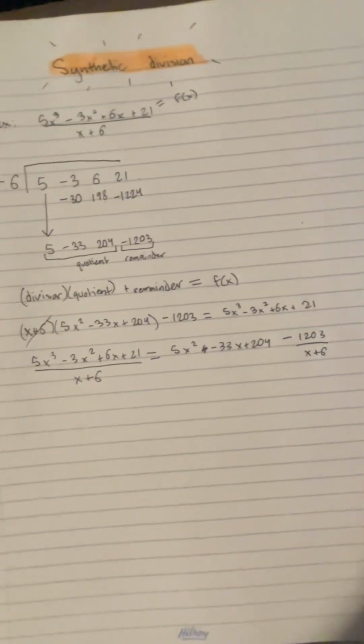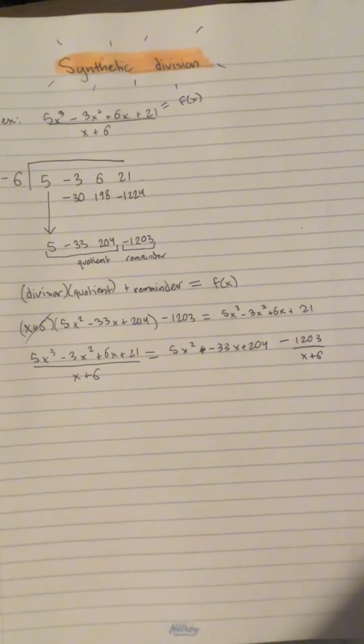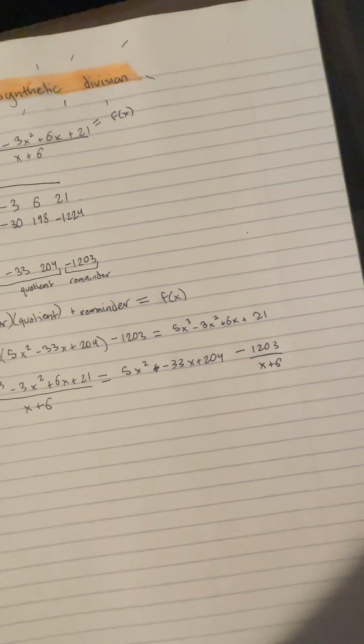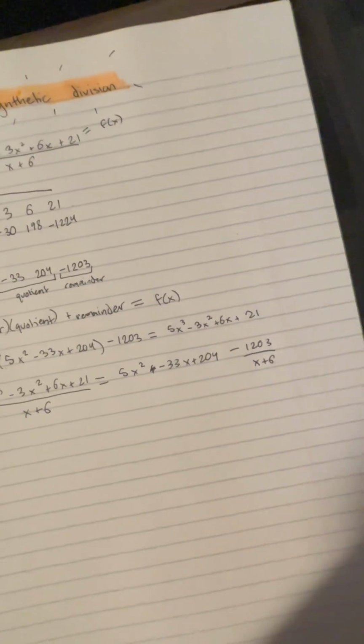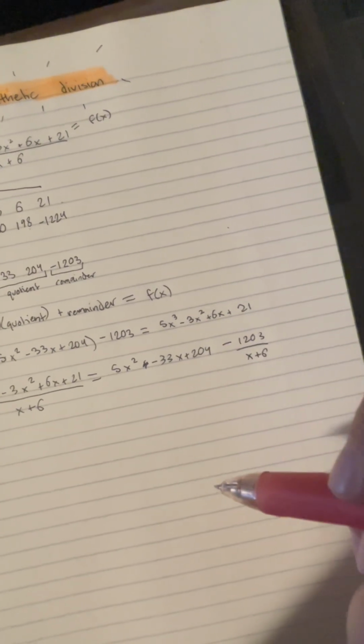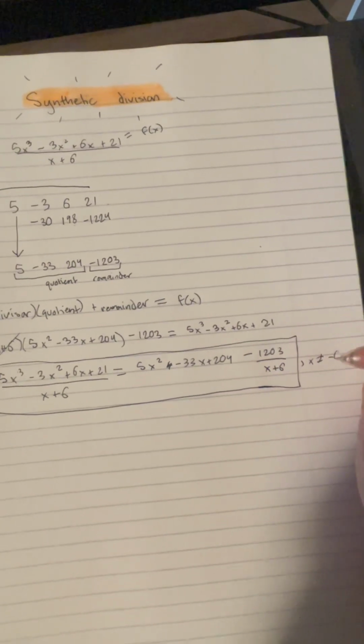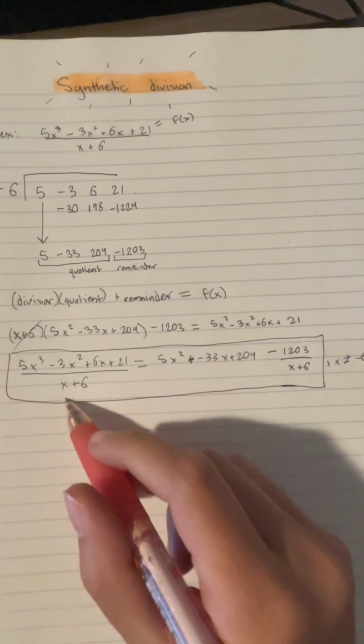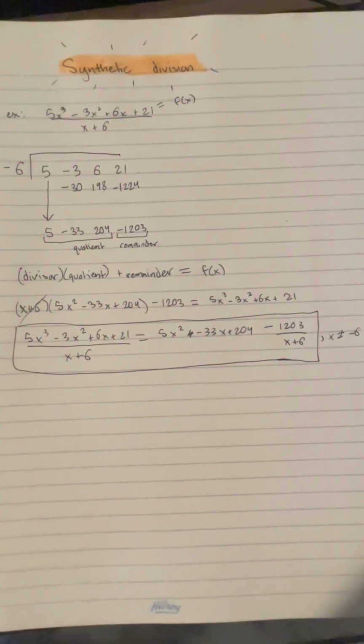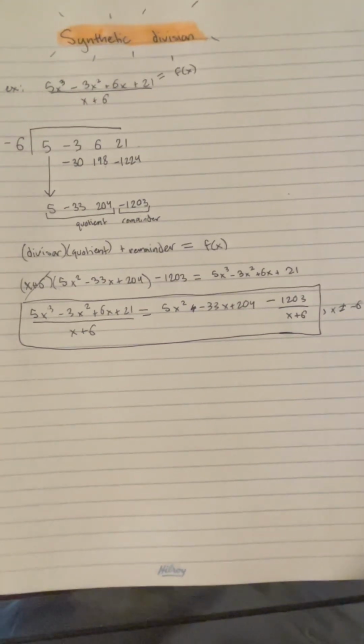So this will be our final answer. We will just want to make sure that we write out that x cannot be equal to minus 6, because if you had x equals minus 6 in your denominator, it would become 0, and that's undefined.